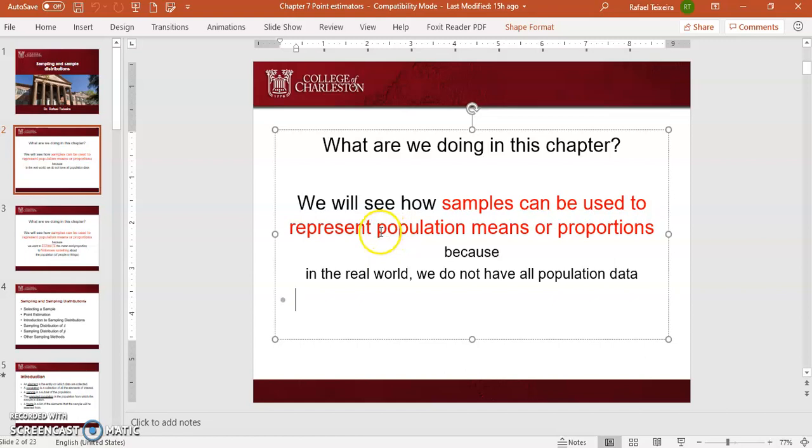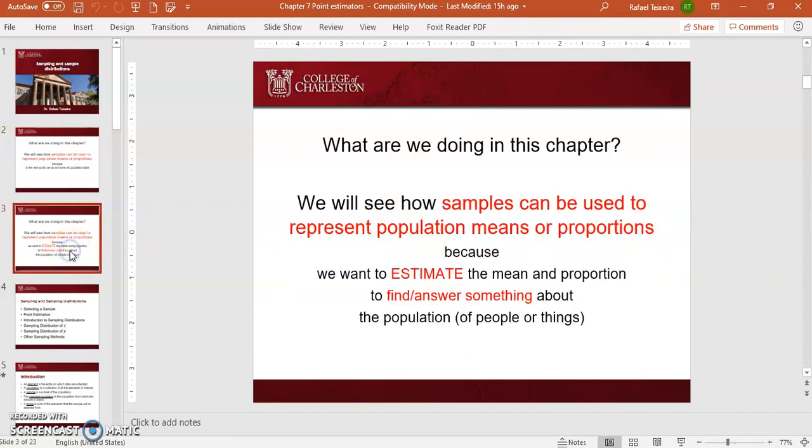population data. So we don't know what the population mean is. We don't know what the population proportions are. Okay, so we're going to use samples for that. And samples can be used to estimate the mean and proportion, to answer something about the population of people or things that we're looking at.